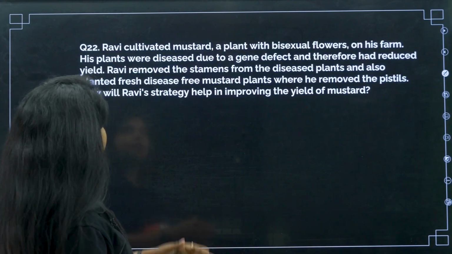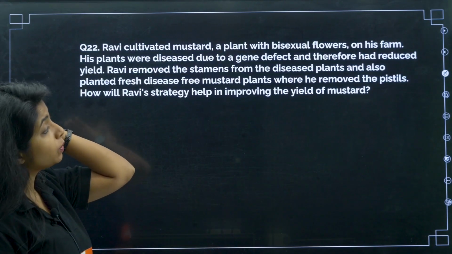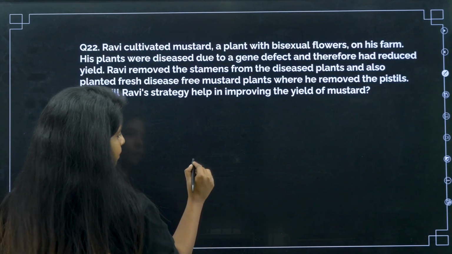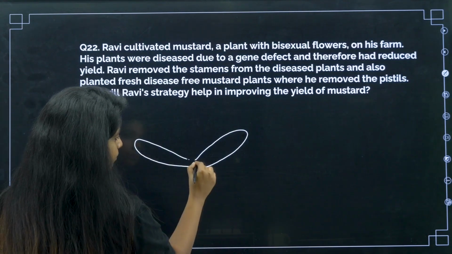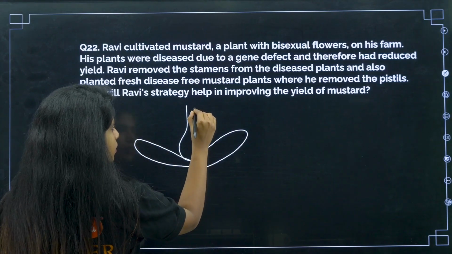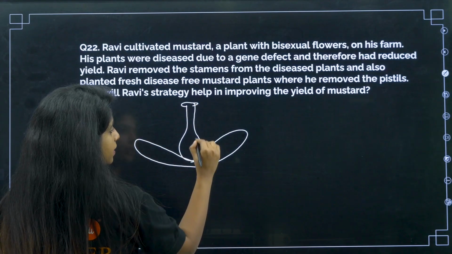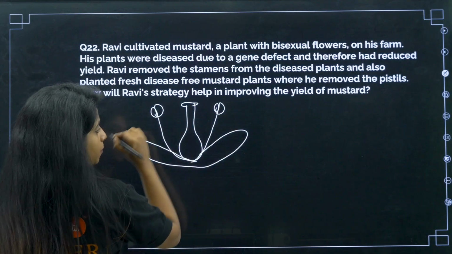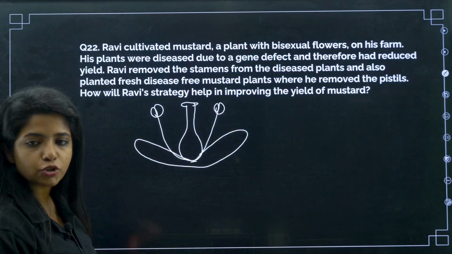Now, section B, that is 2-marker question, children. Let's get started. Ravi cultivated mustard, a plant with bisexual flowers. What do you mean by bisexual flowers? Basically, for example, this is the flower. The flower will be having the female reproductive part as well as the male reproductive part. This is known as a bisexual flower.